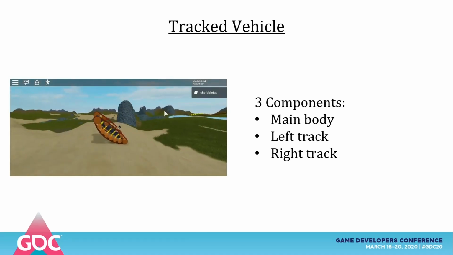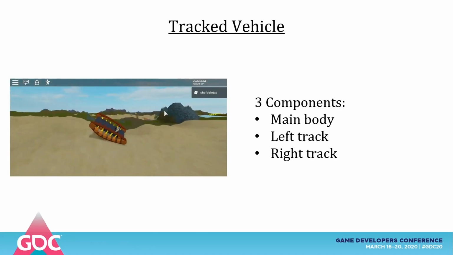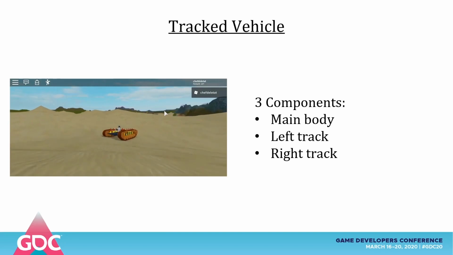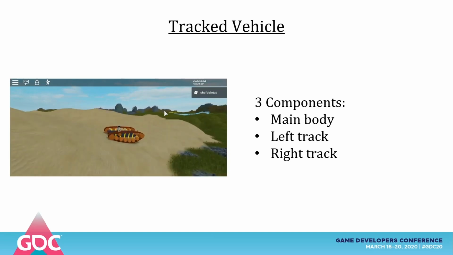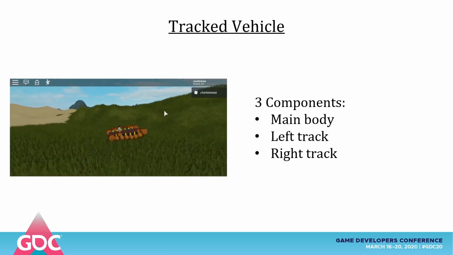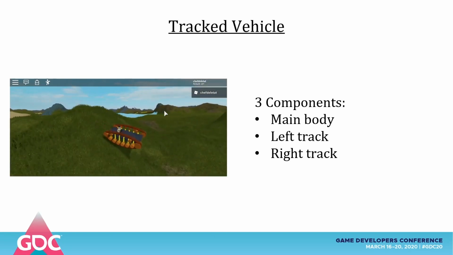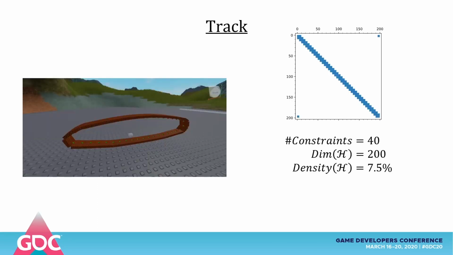The last topic we need to cover is about large dense submatrices where sparse methods can't help. Let's look at this example of a tracked vehicle. This model has 3 components. The main body, and the 2 tracks. The track consists of 40 plates connected with hinge constraints. The constraint matrix has dimension 200 with 7.5% density. Its non-zero elements are mostly very close to the diagonal.